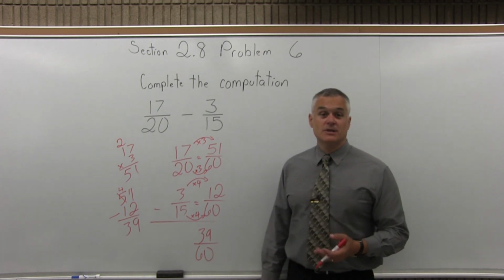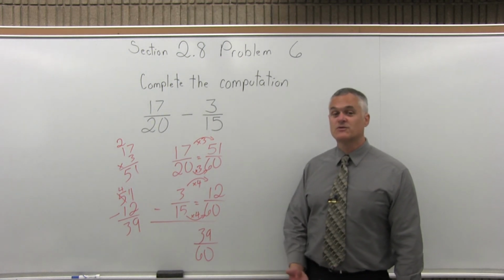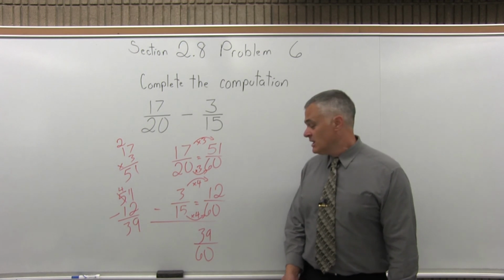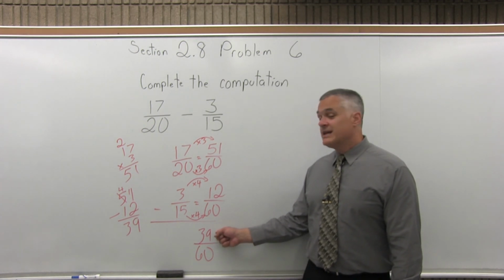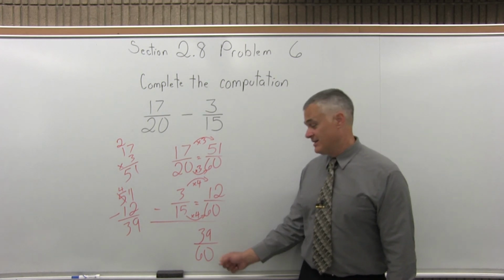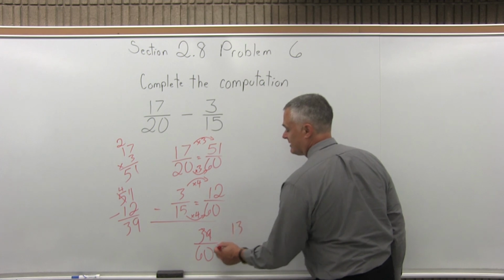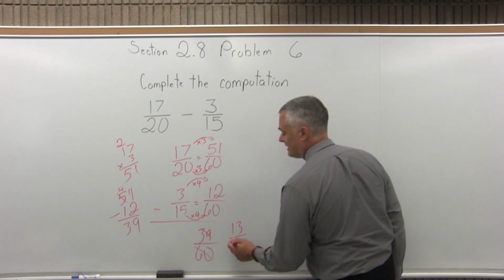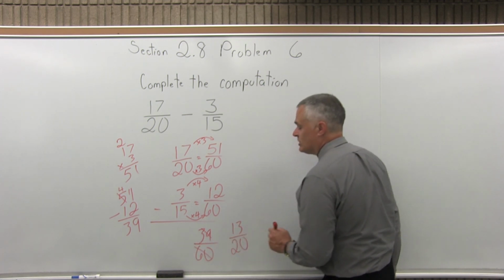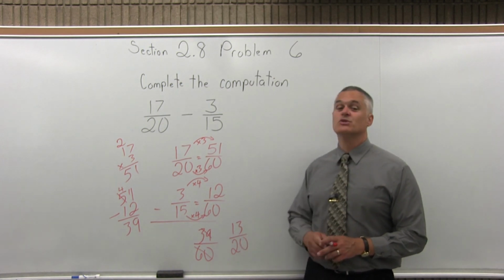Now, that appears to be the final answer, and it is a correct answer, but it's really not in its best form. This can be reduced. 39 and 60 are both evenly divisible by 3. So 3 goes into 39 13 times. 3 goes into 60 20 times. So 13 over 20 is the answer, and that's the answer in its most reduced form.